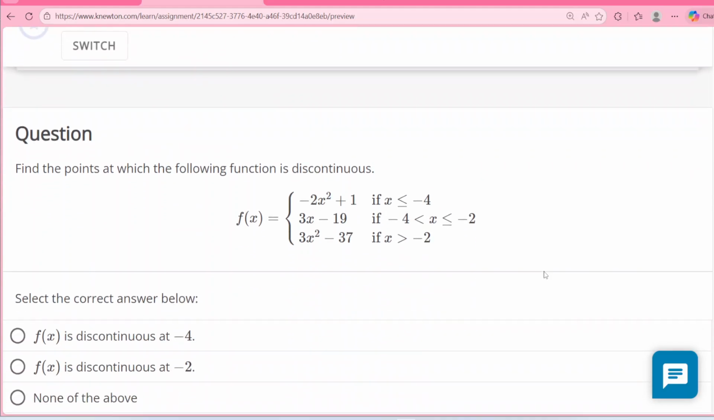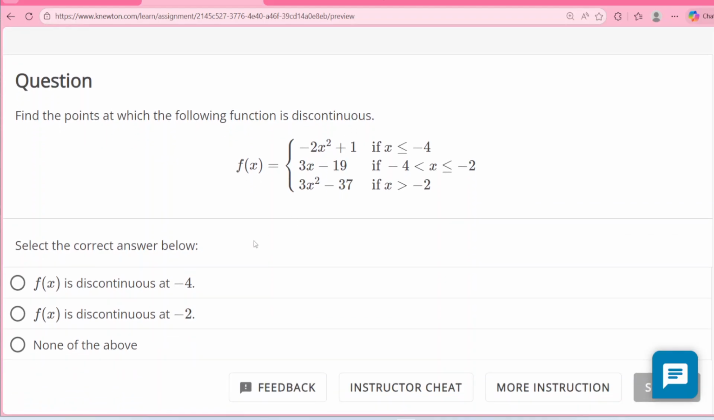All right, so now we're not given a graph. We can make one if I go plot each piece in Desmos, but I'm not going to do that for this one. All right, so we're given a function. Piecewise, there are 3 pieces. So you really got to pay attention to what your input is. It says find the points at which the following function is discontinuous. So they're asking, is it discontinuous at x equals -4? Is it discontinuous at x equals -2, or neither? It might actually be continuous at both those values.